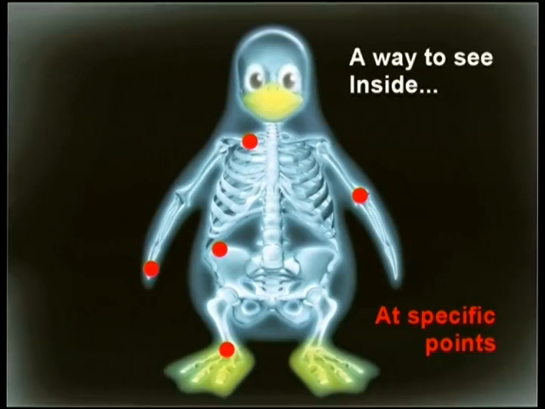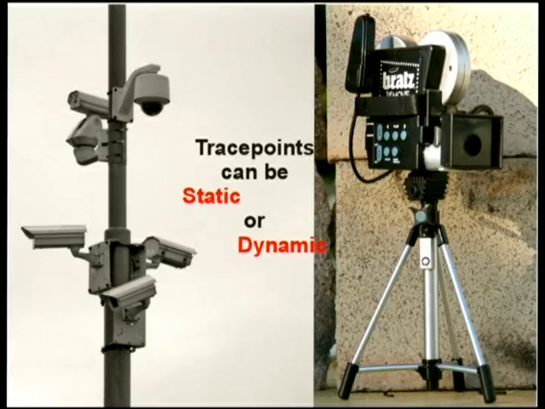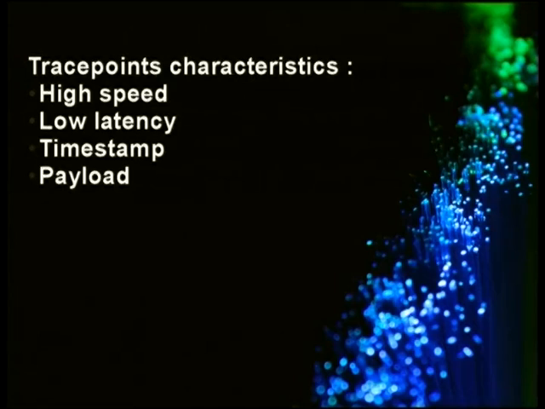So there are specific trace points in the kernel. They can be static or dynamic. Dynamic trace points are usually slower because you need to install them every time, you need some special management, whereas static trace points are really fast calls that can get the data that you want out of the way quickly. So each trace point will go high speed and have low latency. We usually get a timestamp, and we'll get some payload, some data you want to get out of your system.